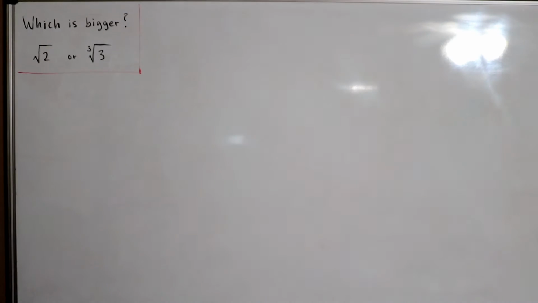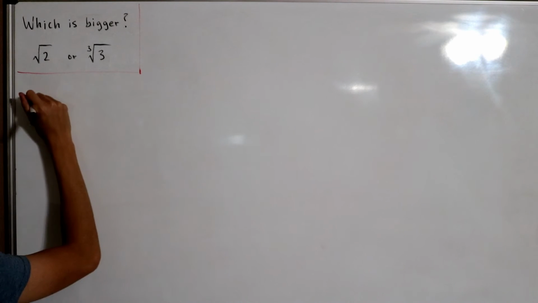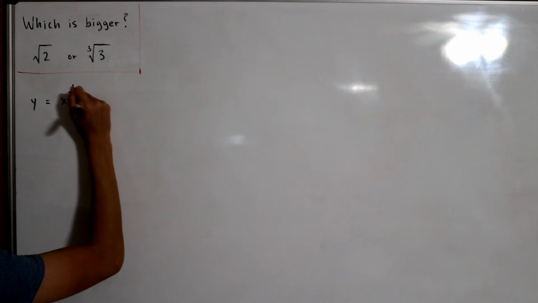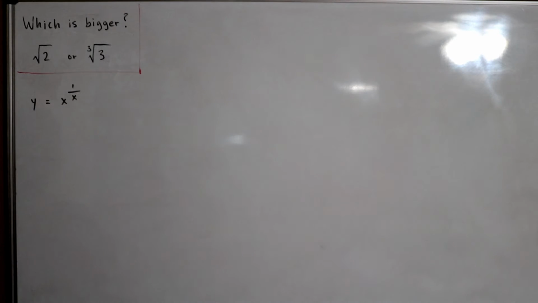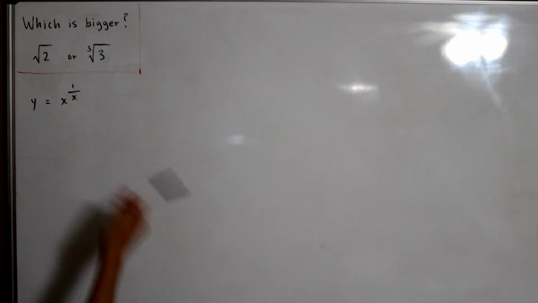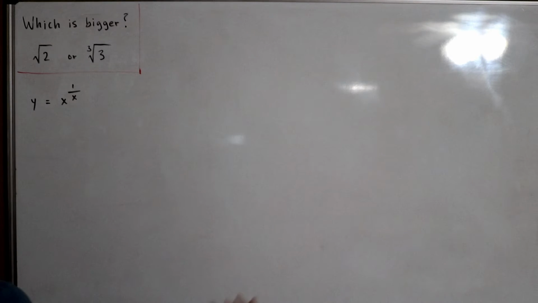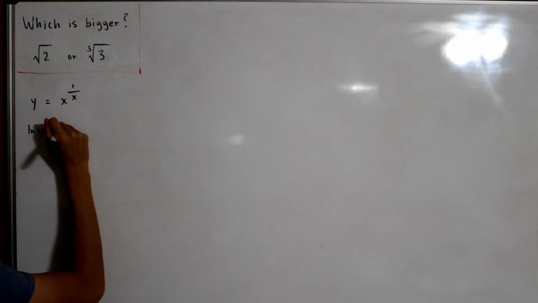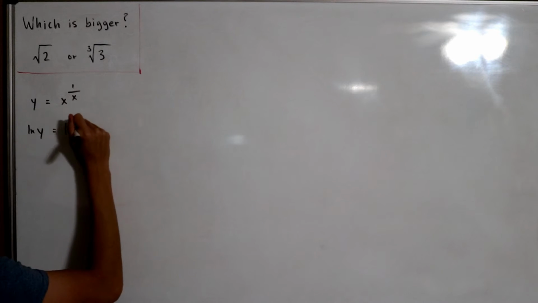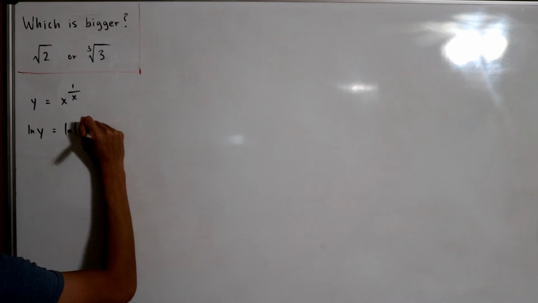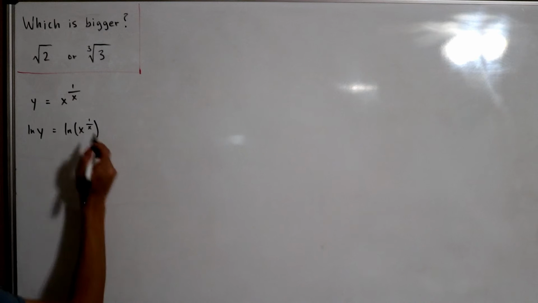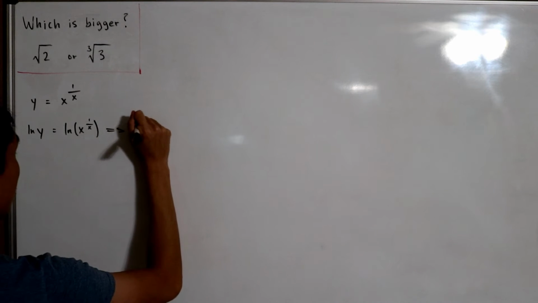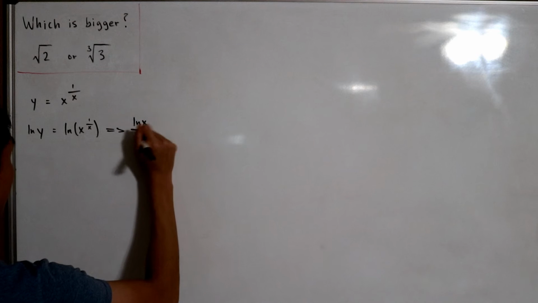Let's actually consider the following function. I'll call this y, so we're going to let y equals x to the power 1 over x. If I were to take the natural log of both sides, using our rules of natural log, I would have the natural log of y set equal to the natural log of x to the power 1 over x. Now, of course, we have the exponent. I could just move that to the front, so that's also equal to ln of x divided by x.